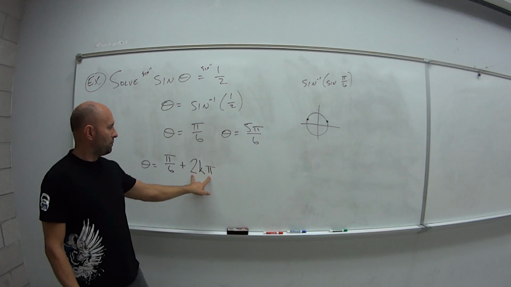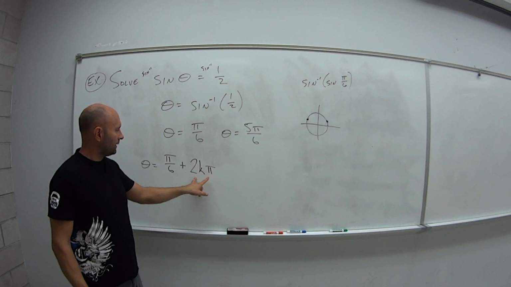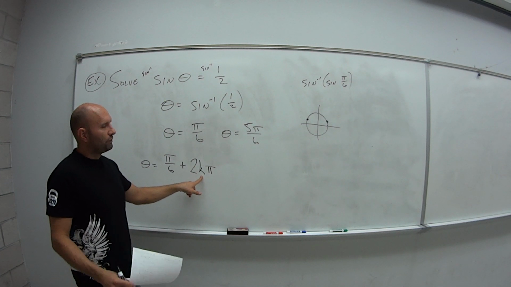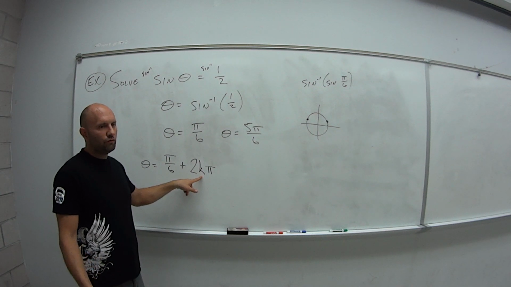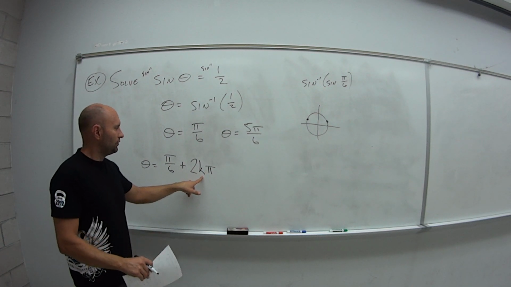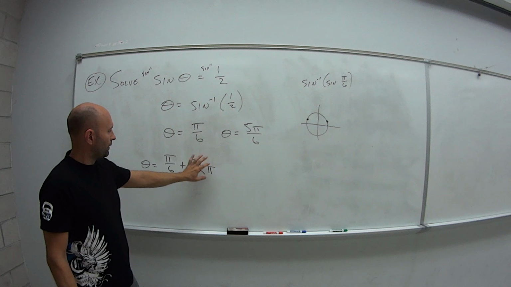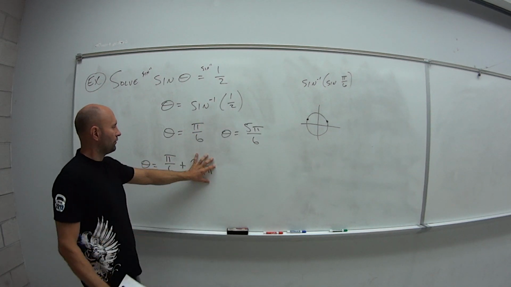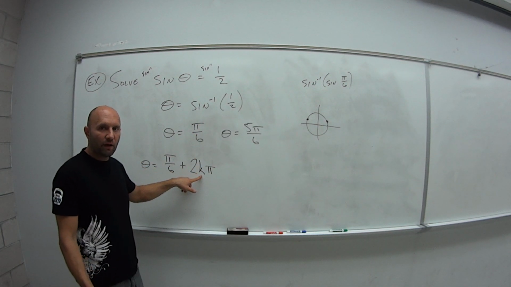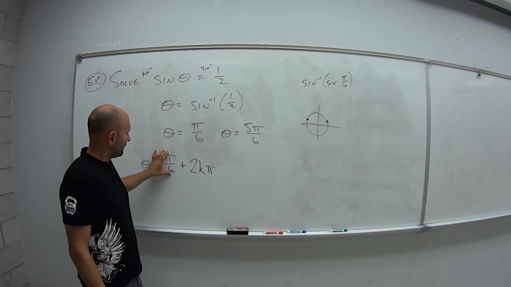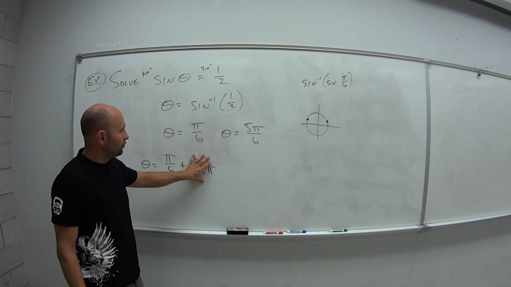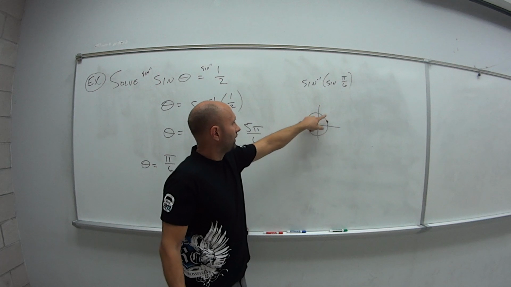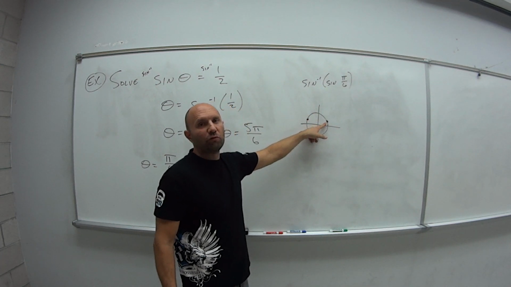Because our period is 2 pi, that's where this comes in, 2 pi. The k will take values of 0, 1, 2, or -1, -2. So if k is 0, what do I get? This is gone, so it's just pi over 6. If k is +1, what do I get? I get pi over 6 plus 2 pi. So pi over 6 plus 2 pi puts me back over here.